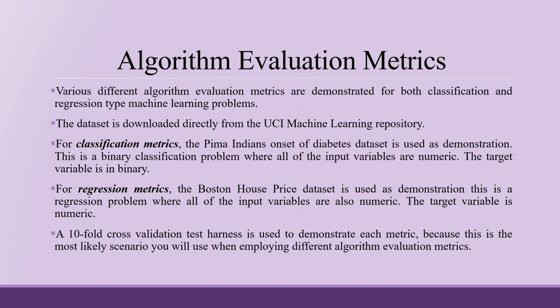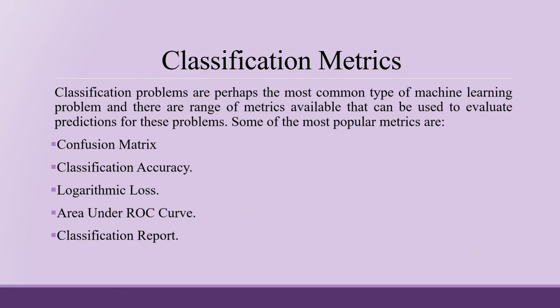A 10-fold cross-validation test harness is used to demonstrate each metric because this is the most likely scenario you will use when employing different algorithm evaluation metrics. Classification problems are perhaps the most common type of machine learning problems, and there are a range of metrics available that can be used to evaluate the predictions for these problems. Some of the most popular metrics are confusion matrix, classification accuracy, logarithmic loss, area under the ROC curve, and classification report.